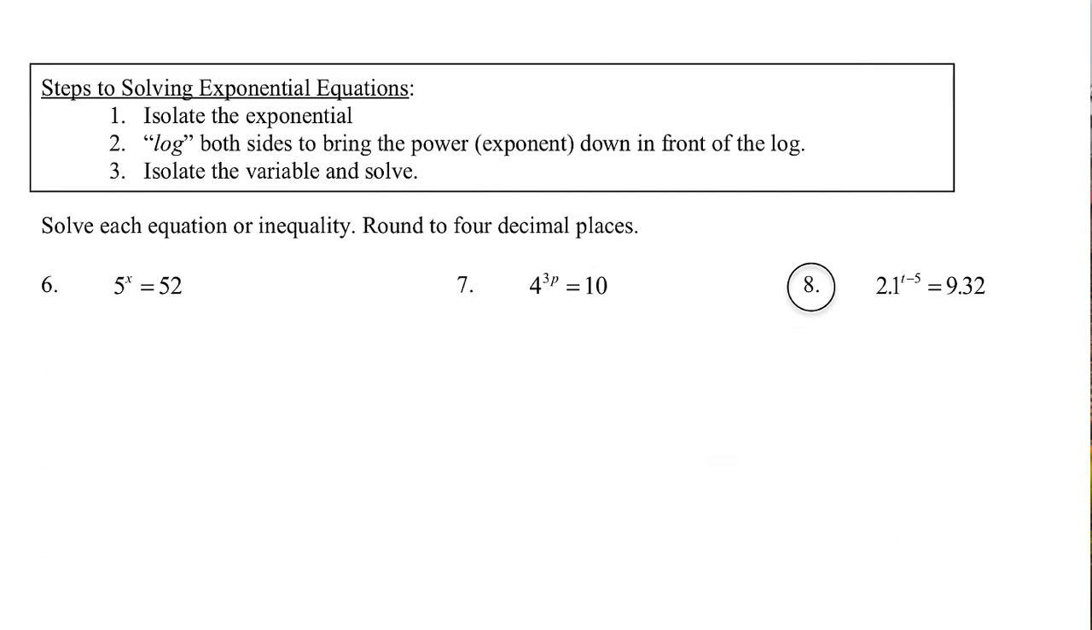So to solve number 6, we're going to isolate the exponential. The exponential here is already isolated. It's just a base and an exponent. There's nothing in front of the 5 or after the x. We're going to log both sides to bring the power down in front of the log. There's the power rule that you learned in the last lesson, 6.3: if it's log of something with an exponent, you can bring the power down out in front, and then isolate the variable and solve.